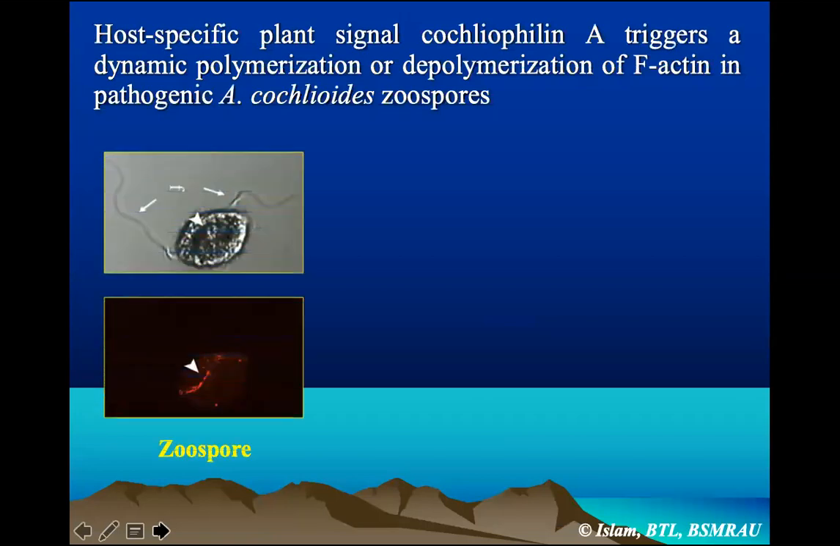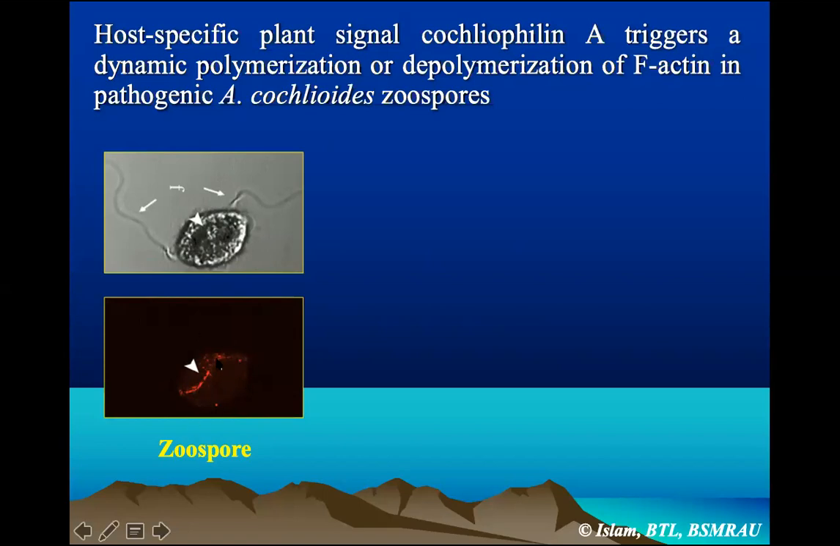So we did some other work to understand the biological activity of the cochlearin-filling A in depth. For example, the morphology of the zoospore is like that. It has two flagella and there is a ventral groove. And zoospore has a cytoskeleton, and all cells have a cytoskeleton.